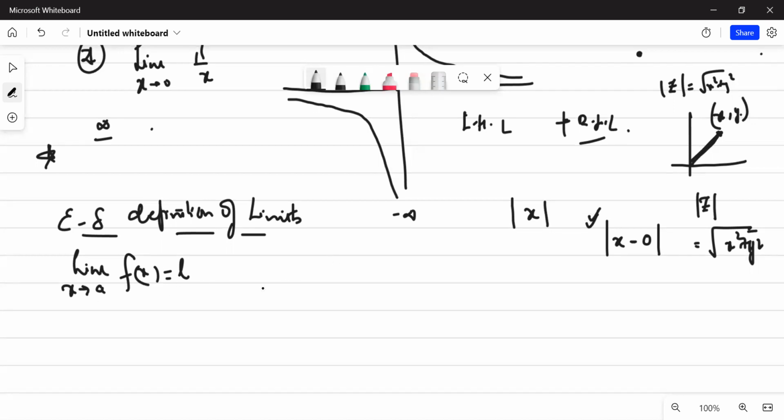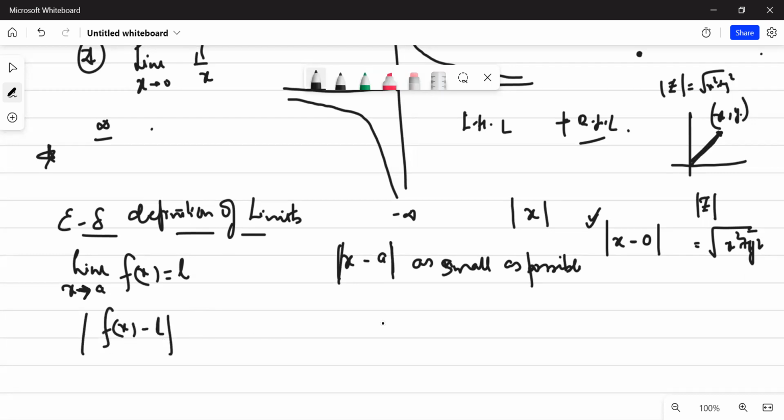Okay. So what does limit mean? Limit says that x is tending to a. x is tending to a means x is going close to a. So you will say the modulus of x minus a can be made as small as possible. Did you understand my point? x tends to a means the distance between x and a can be made as small as possible. Is that clear? Yes, sir. Okay. And when you are making this distance as small as possible, the distance of f(x) from L can also be made as small as possible. Is that clear?